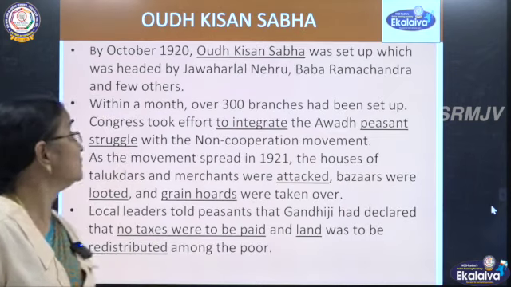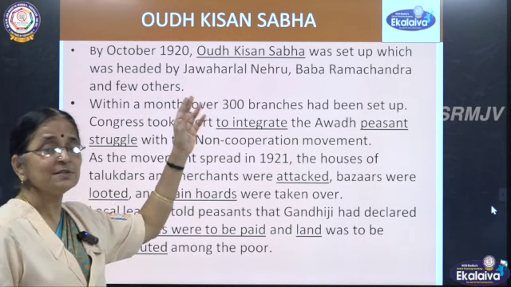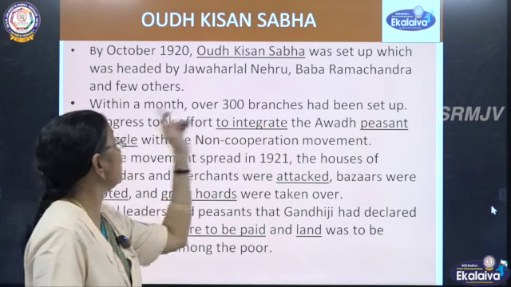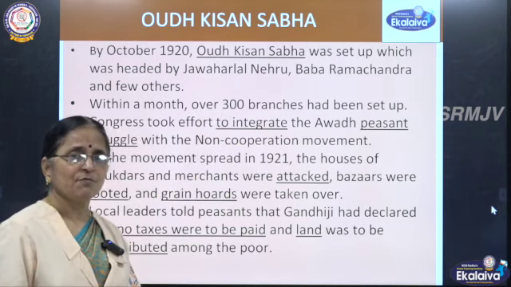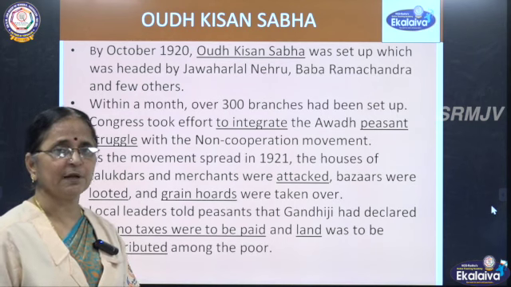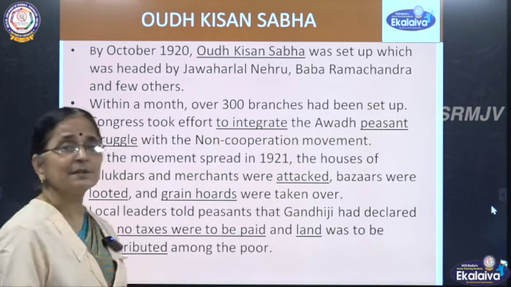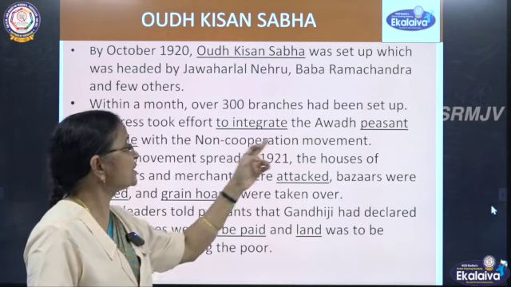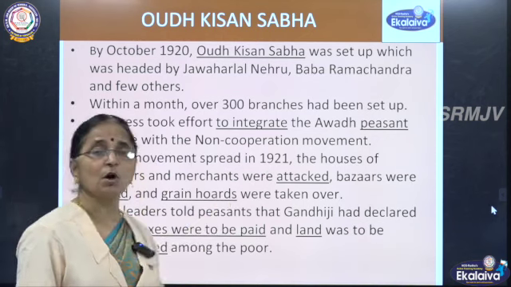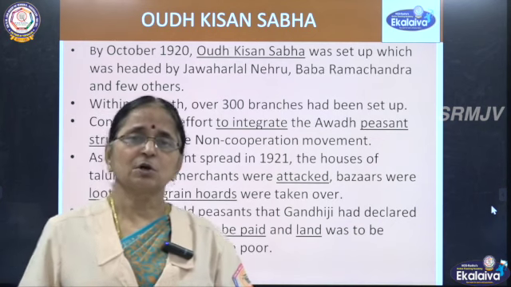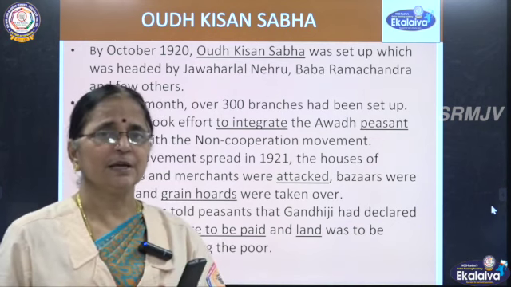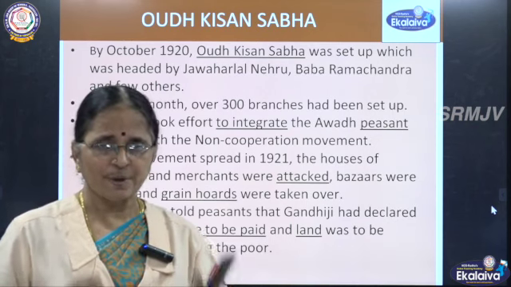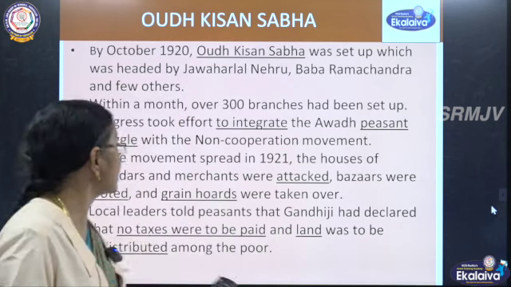Awadh Kisan Sabha. By October 1920, the Awadh Kisan Sabha was set up, headed by Jawaharlal Nehru, Baba Ramachandra and a few others. Farmers' unions were set up in the Awadh region. Within a month, 300 branches were set up. The Congress made an effort to integrate the Awadh peasant struggle with the non-cooperation movement, that is, the peasants' uprising with the non-cooperation movement.